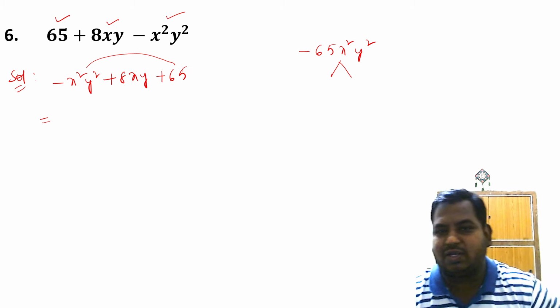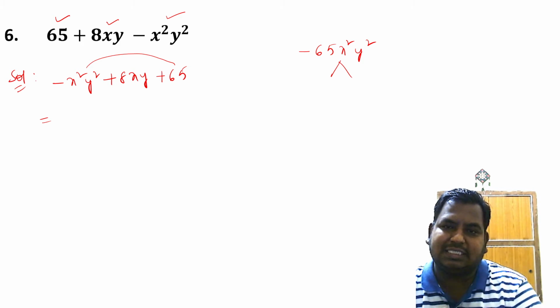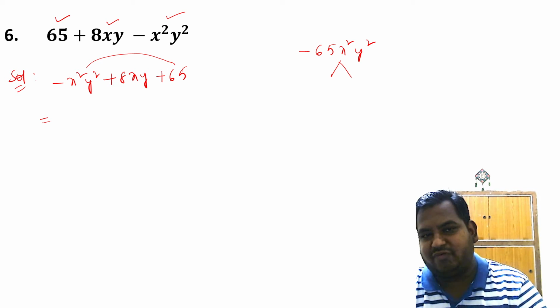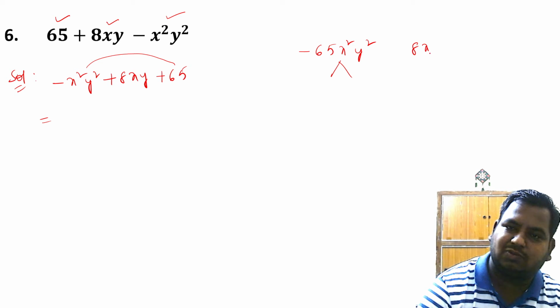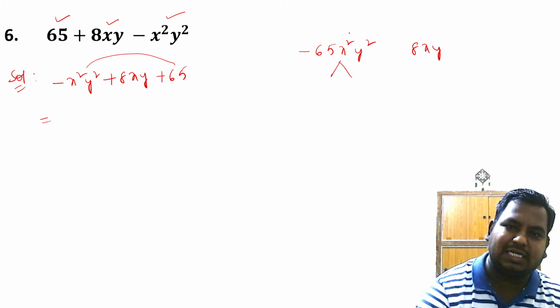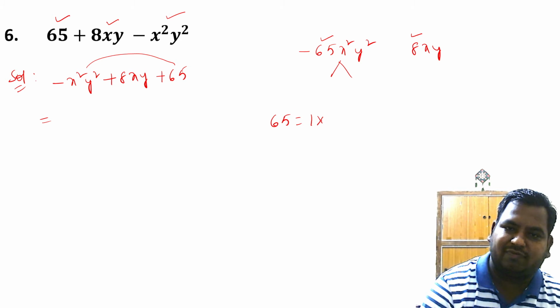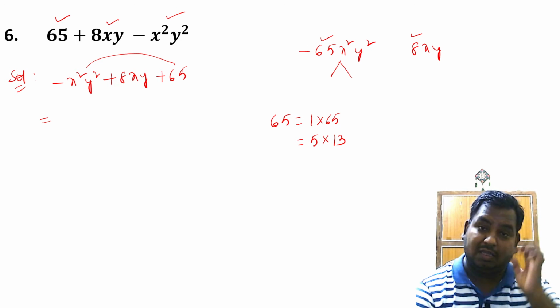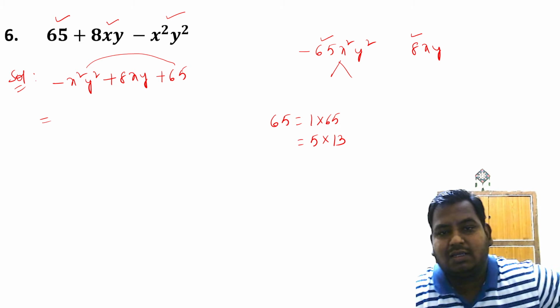When you multiply two terms, you have to get minus 65 x square y square. We have to split minus 65 x square y square into two terms such that when we add them, we get 8xy. When we multiply them, we get minus 65 x square y square. For a moment, we'll consider only 65 and 8. I can write 65 as 1 into 65. I can write 65 as 5 into 13. I hope these two are the only possible ways.